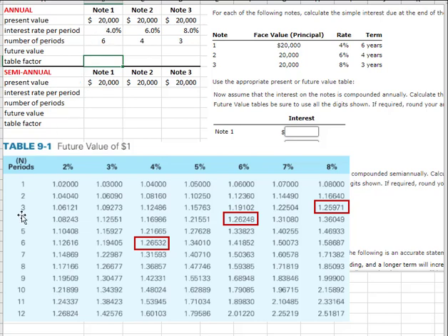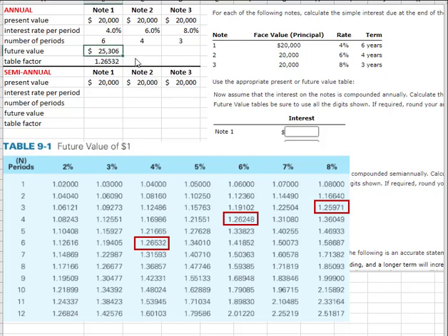Okay, so let's look for the factor here. 6 periods at 4%, so that's that first red box here. 1.26532. And so the future value of that 20,000 will be 20,000 times the future value table factor, because that's the unknown we're trying to solve for. I think we can round to dollars here safely. All right, so it grew, right? It looks to me like it grew 5,306.